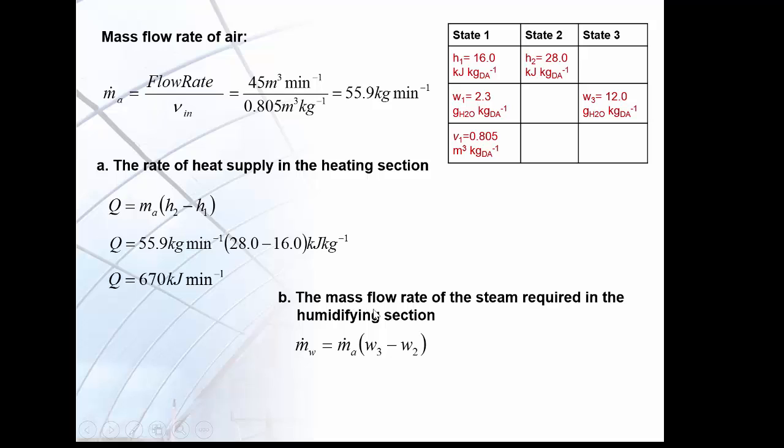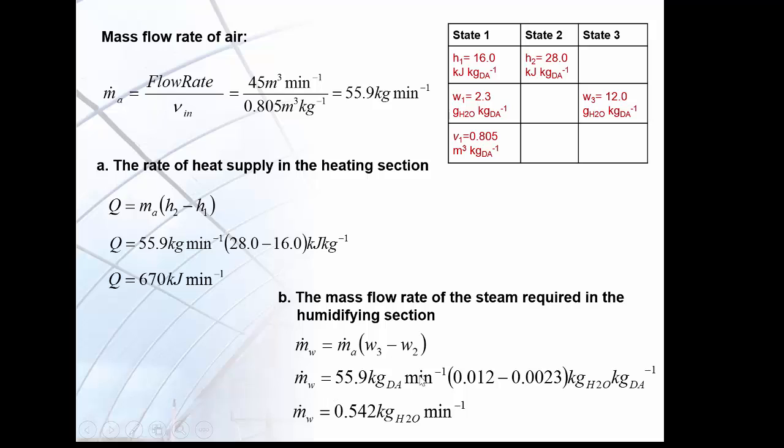We can also determine the mass flow rate of the steam injection required in this humidification process, because we already determined the absolute humidity of the final state, as well as state 2. At state 2, we know the humidity ratio from the psychrometric chart. And then by knowing the mass flow rate of dry air, we can determine that we have a mass flow rate of steam at about 0.542 kilograms of water per minute.